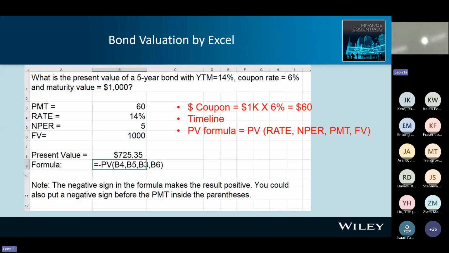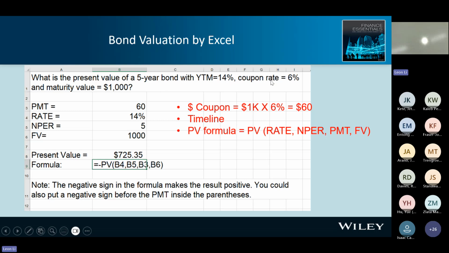All right, so we do the calculation using Excel. For me, it's not a problem. However, you need to draw the timeline first. So this is our example: a 5-year bond, YTM 14%, coupon rate 6%, maturity value 1,000.